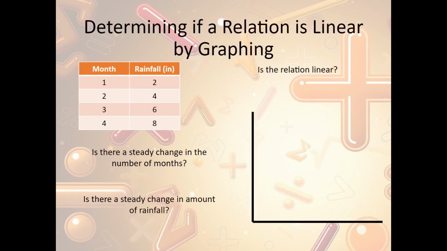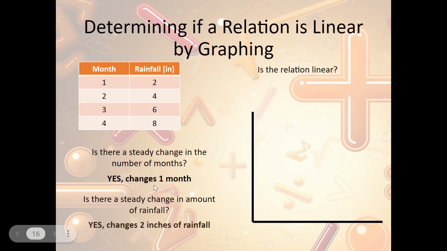So let's take a look at the table. So we have our months, and we look and see that there is a steady change. We're adding by 1 month each time. And in rainfall, we can see that we have a consistent change also. We are adding by 2 inches each month.